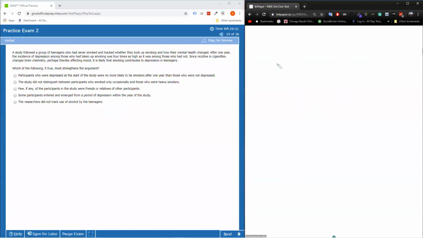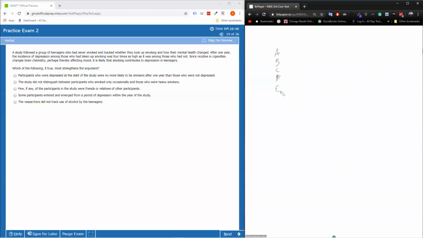A study followed a group of teenagers who had never smoked and tracked whether they took up smoking and how their mental health changed. After 1 year, the incidence of depression among those who had taken up smoking was 4 times as high as among those who had not. Since nicotine in cigarettes changes brain chemistry, perhaps thereby affecting mood, it's likely that smoking contributes to depression.